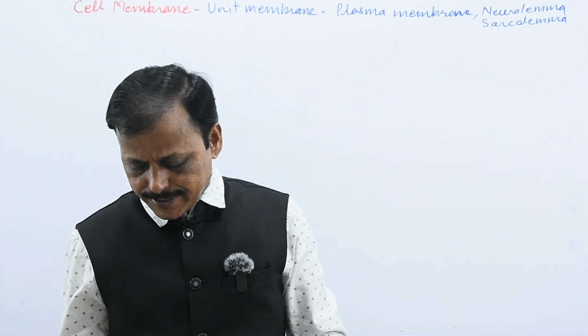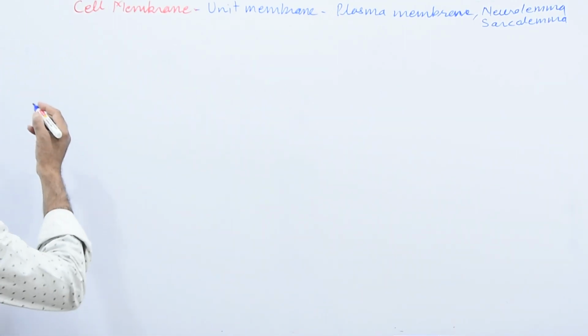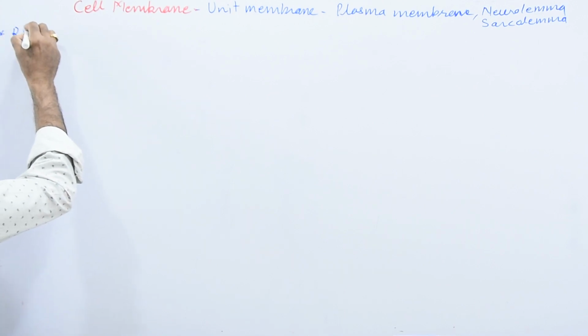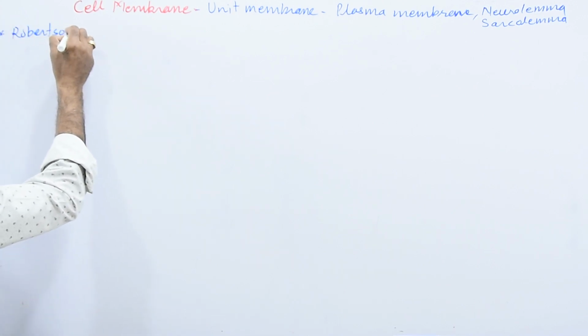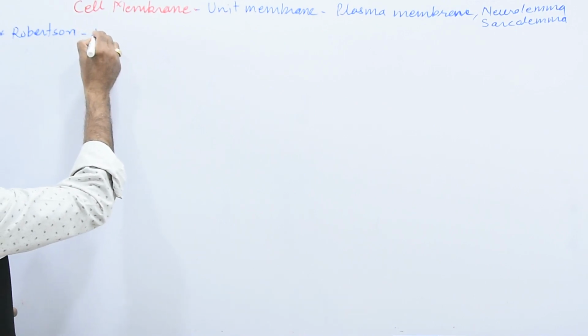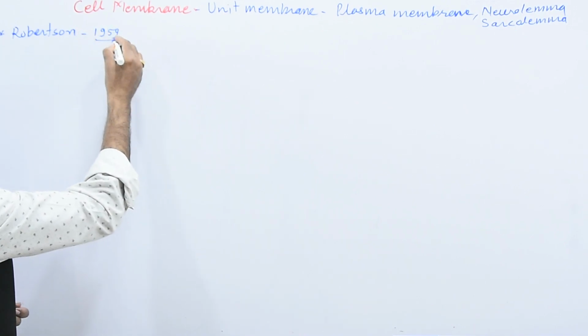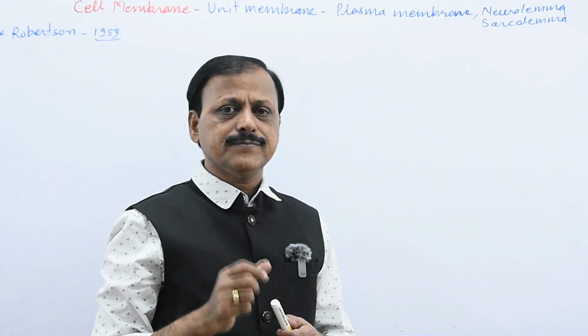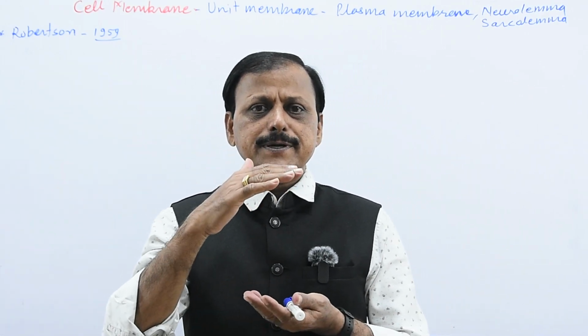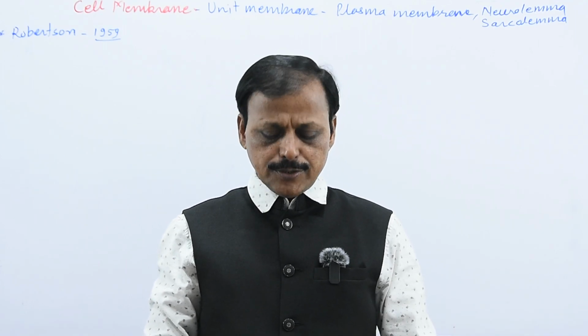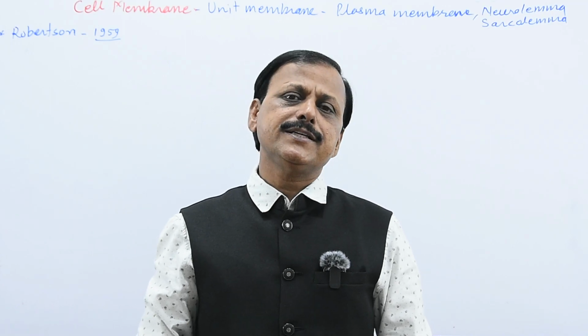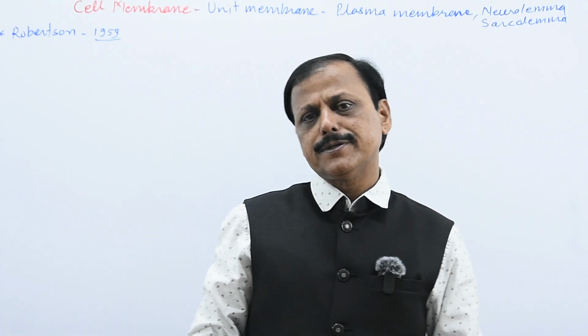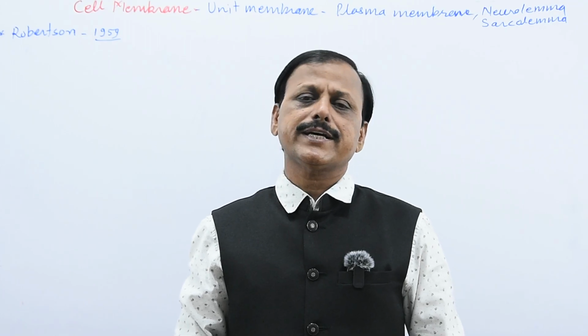Now as a part of history, two scientists proposed the structure of the cell membrane. The first, in 1959, said that a bilipid layer is sandwiched between proteins, and he could not explain the selectively permeable and semi-permeable nature of the cell. Therefore, his structure is not accepted.